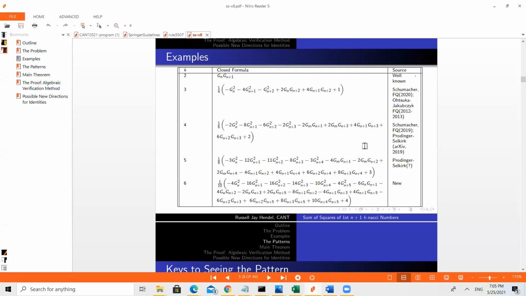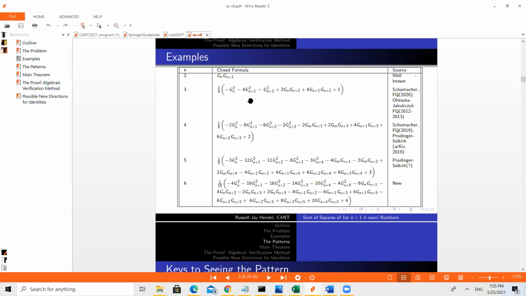Schumacher in 2020 published a paper, and he proved this by generating functions. That actually motivated this presentation because he had 3 pages of algebraic manipulations, and I said, oh my goodness, there must be a simpler way. Then I posted this on arXiv, and some people pointed out other things.